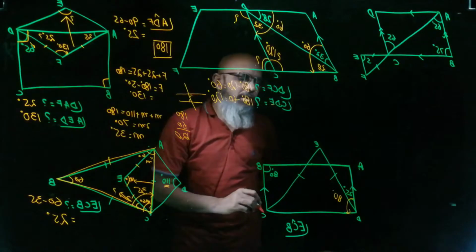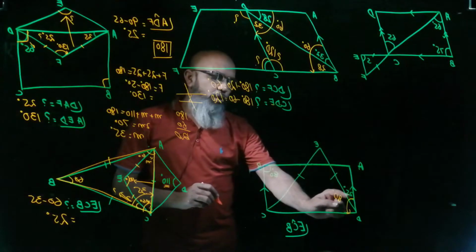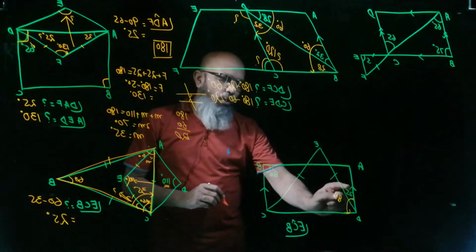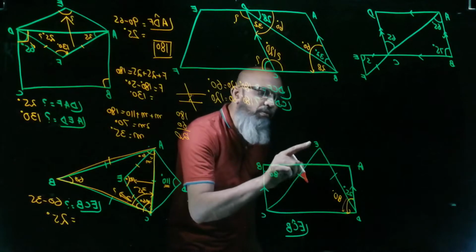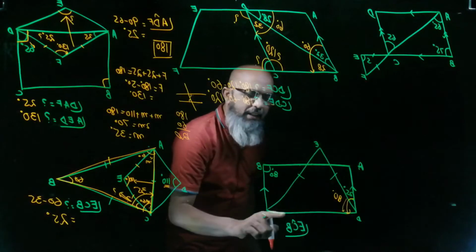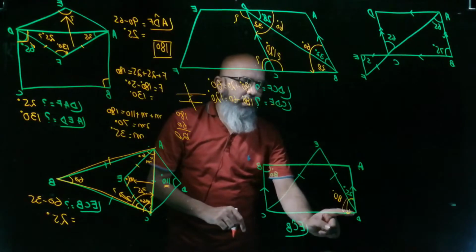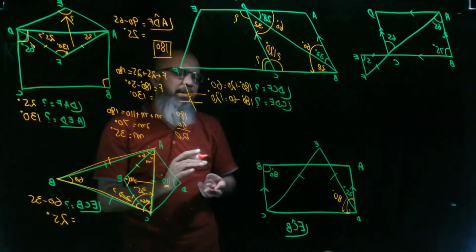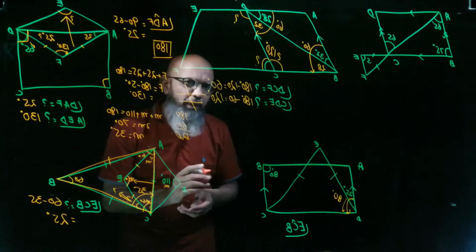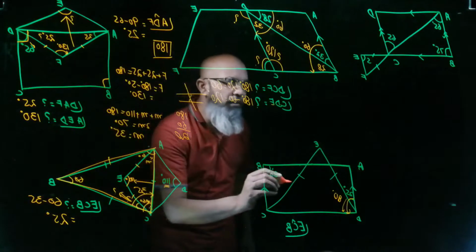Right? So this portion is of 25 degree. So what will be the remaining portion? We are finding angle EDC. So what will be that angle? We will subtract 25 from 80. So what do we get? We get 55.